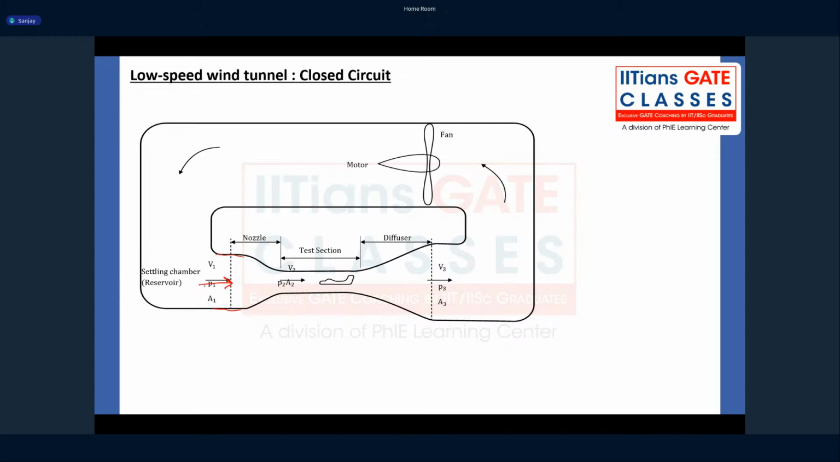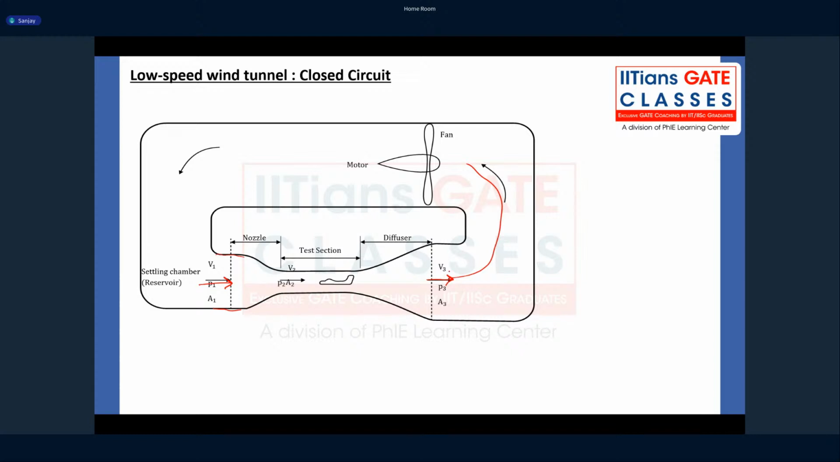But remember, the difference here is that the air used by the tunnel is not the ambient air. It is the air which is circulated inside the tunnel. Air goes inside the tunnel, everything is the same: nozzle, test section, diffuser. When it exits out of the diffuser, it is not thrown to the atmosphere, rather it is circulated inside the tunnel.